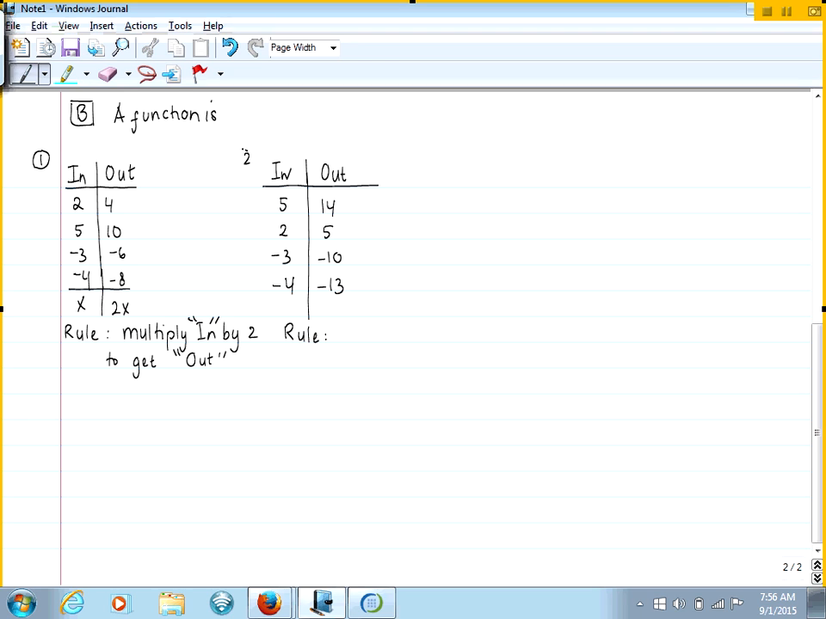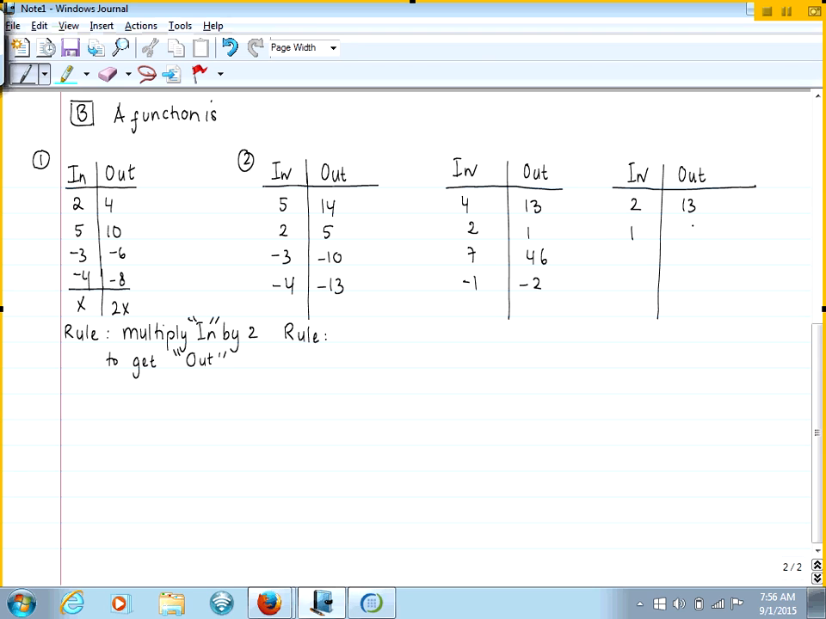Any idea? And then let's do a few more so you can think. So what about this? In and out. 4, 13, 2, 1, 7, 46, -1, -2. And the last one, in and out. 2, 13, 1, 6, 5, 3, 4, 2, 23.